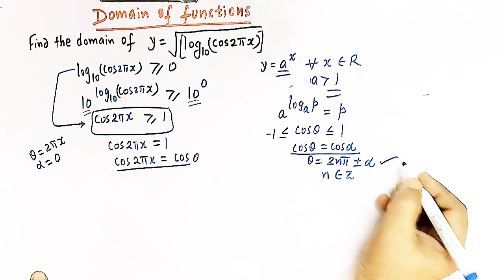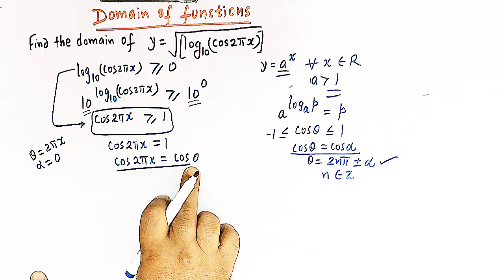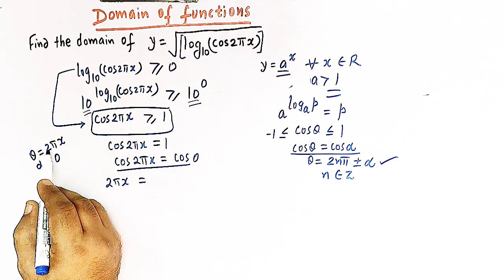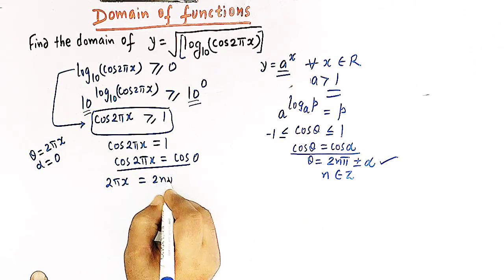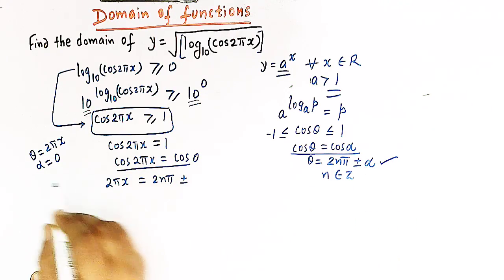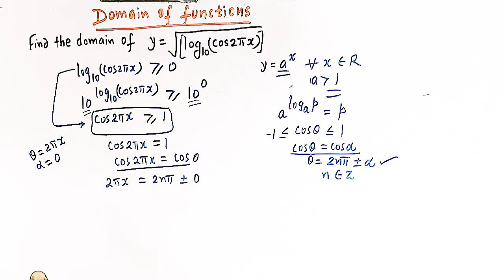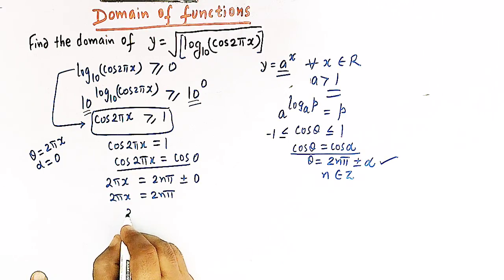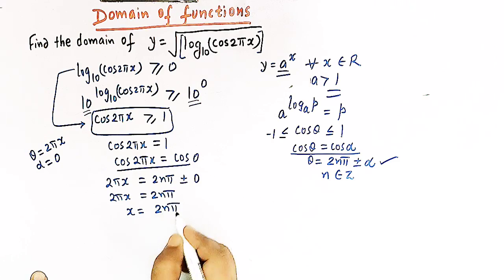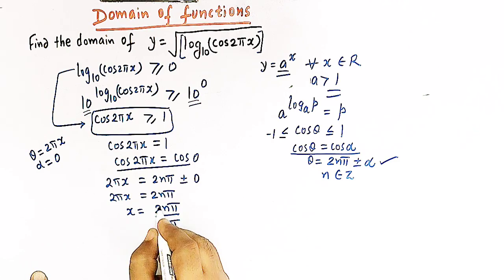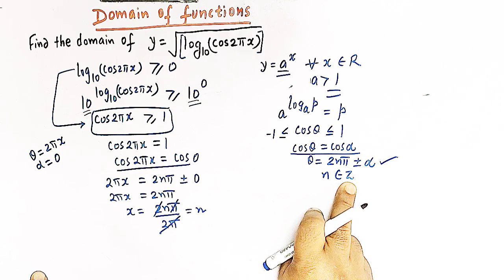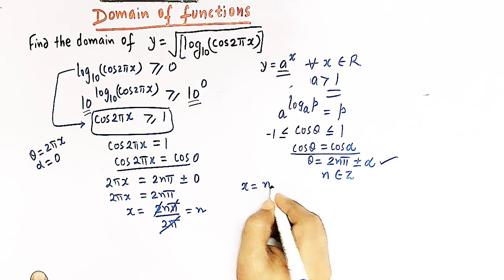So using this result, the solution of this equation is now equal to 2 pi x, that is theta is equal to 2 pi x. Then we have 2n pi plus minus alpha. Alpha is 0. So here we have 0. So we have 2 pi x is equal to 2n pi, and x is now equal to 2n pi over 2 pi, and we can now cancel here 2 pi. So we are left with n, where n belongs to the set of integers. So we have now x is equal to n.